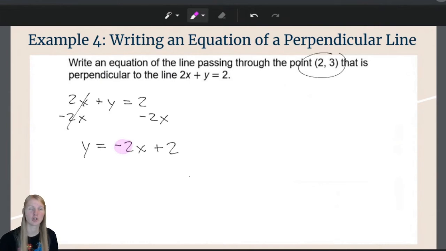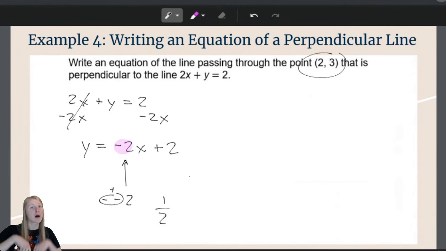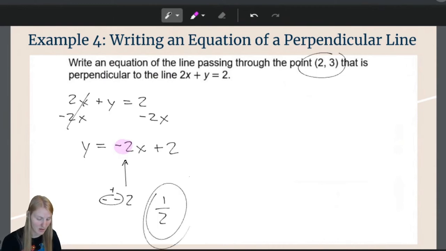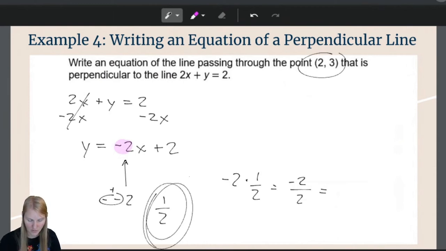If the slope is negative 2 and I want my line to be perpendicular, I need to take the negative reciprocal of negative 2. The negative reciprocal means I make it negative, so that's positive 2, and I put it on the bottom of the fraction. So I'm going to use slope 1/2. We can check. Negative 2 times 1/2 better be equal to negative 1. I get negative 2 over 2, which is negative 1. So beautiful. My slope should be 1/2.